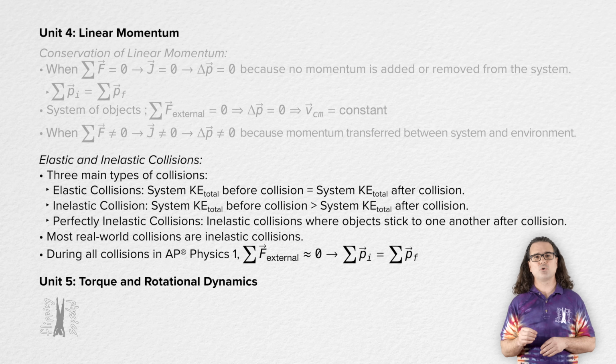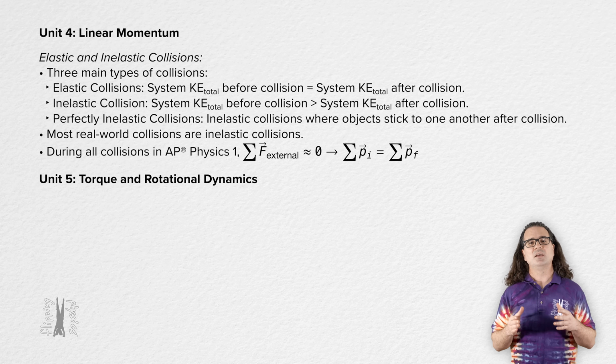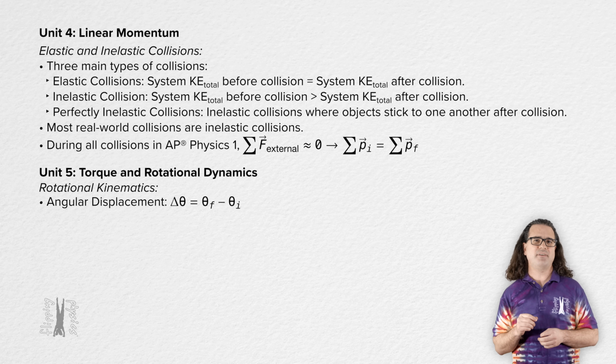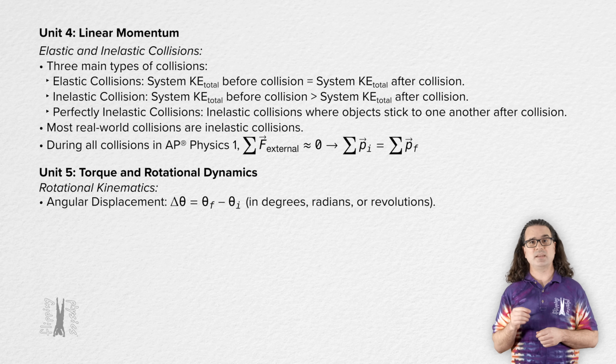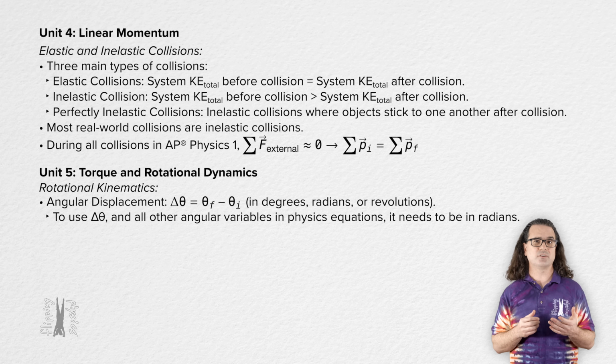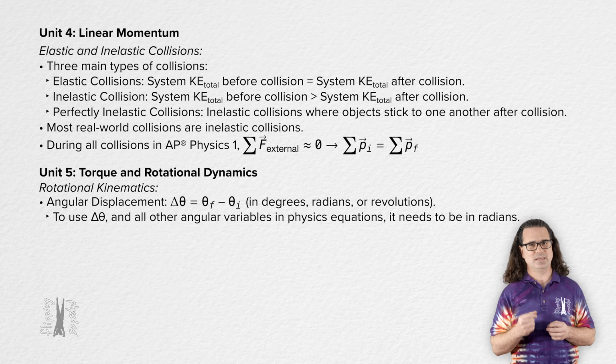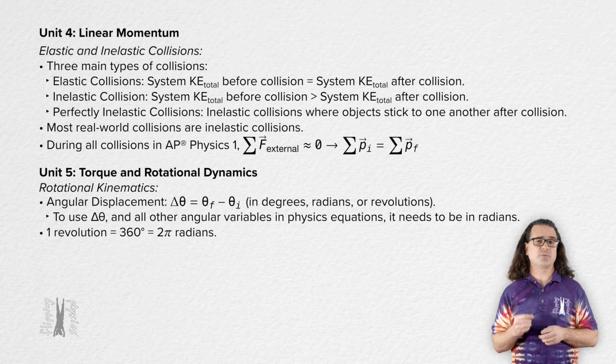Unit 5, torque and rotational dynamics. Angular displacement equals angular position final minus angular position initial. The units for angular displacement are degrees, radians, and revolutions. However, to use angular displacement and all other angular variables in pretty much any physics equation, it needs to be in radians. 1 revolution equals 360 degrees, which equals 2 pi radians.